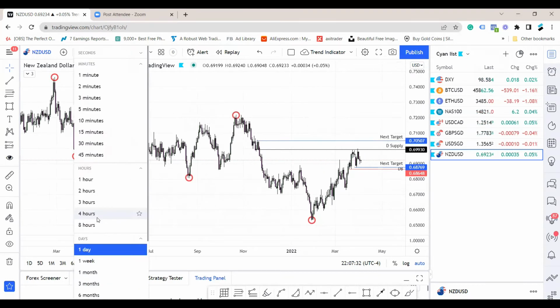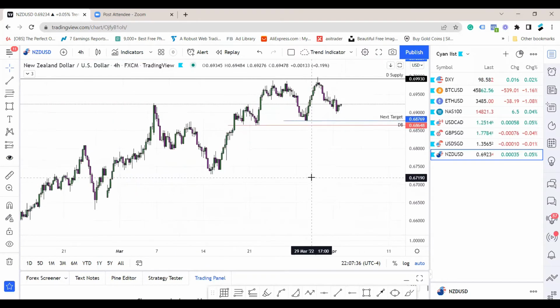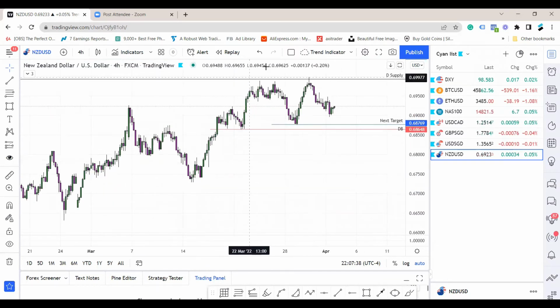So let's go down to the 4-hourly. Now in the 4-hourly time frame, again the same thing. We see price making a bullish order flow. Price rally up, make a high last week. They take out this double top. Okay, so now price moving lower.